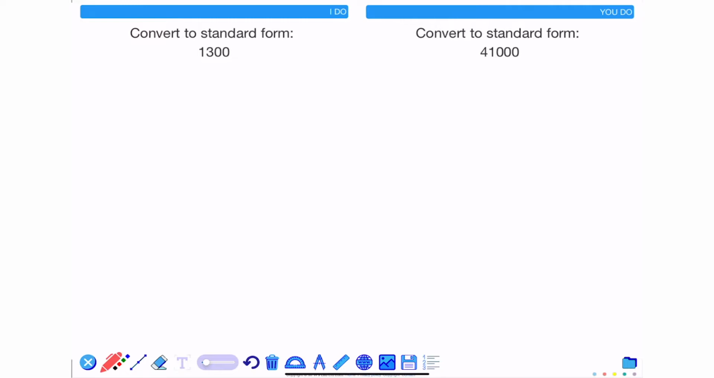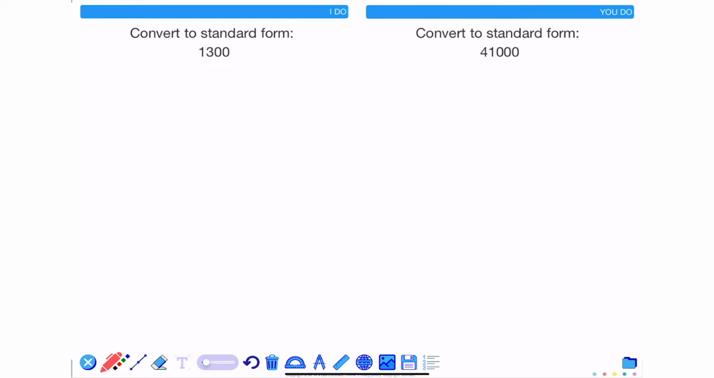In this video, we're going to take a look at how we can convert a number to standard form. Looking at the example on the left-hand side, I need to convert 1300 into standard form. Let's start with the basics.